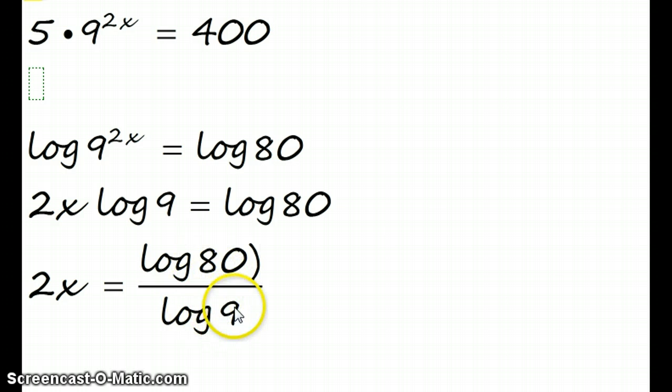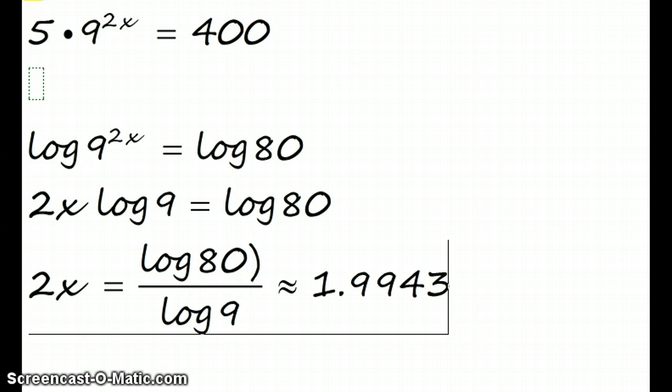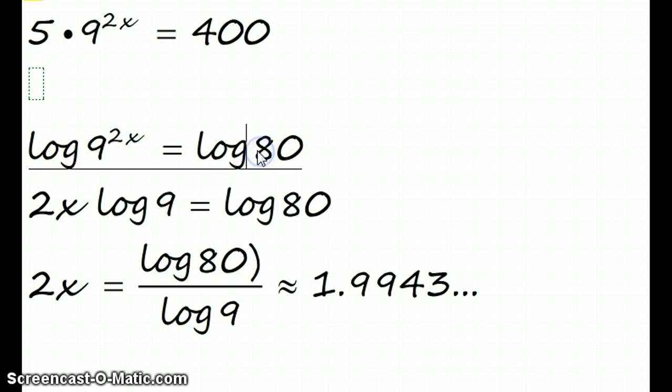When you put this into your calculator, we're going to get something like 1.9943... Now this should make some sense, because take a look back at this line here, where we have 9 to the 2x is equal to 80. Well, 9 squared is like 81, so this should come out to be about 2. And when we divide it, we're going to get an answer that's about 1.